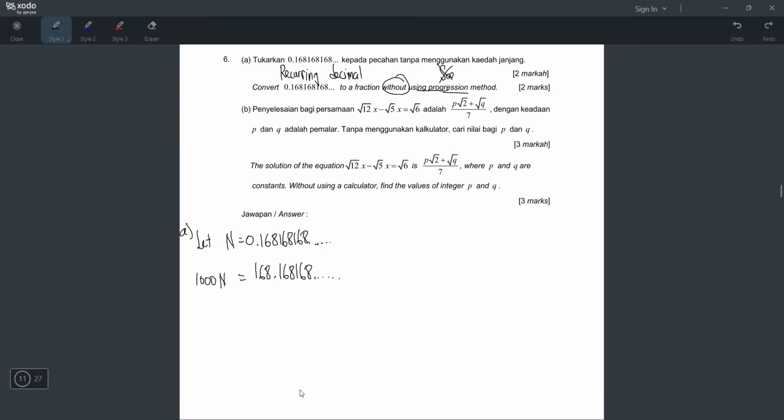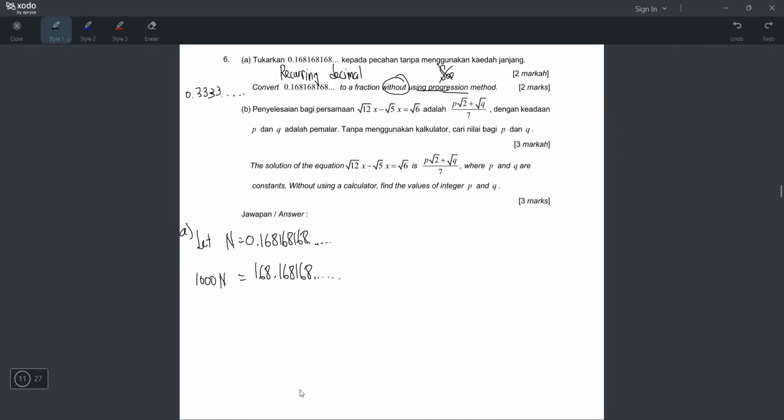So you will get 168.168168. For those who are asking, hey sir, why do you times 1000? Because they repeat after 3 digits. If they repeat after 3 digits, you times 1000. But if they repeat after 2 digits, you times 100, right? So what if your recurring decimal is 0.3333 like this? What do you do? You times 10, because they repeat after one digit. You understand? So this one repeats after 3 digits. That's why I times 1000.